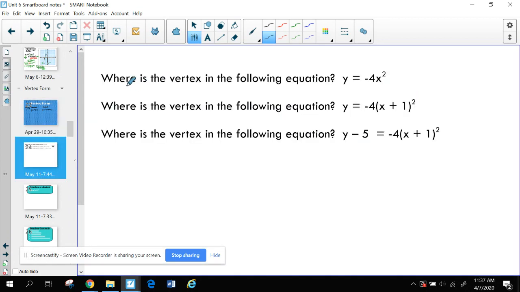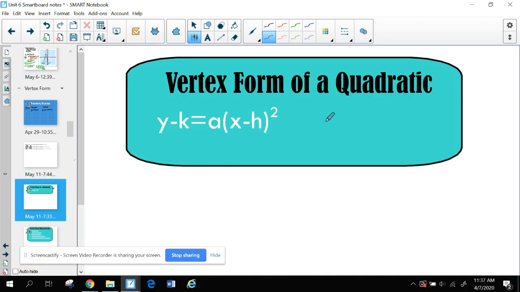We are going to skip over this first part here, so don't worry about those three questions. It kind of walks you into what the form looks like, but we're just going to have you write out the form right away. Okay, so our vertex form of a quadratic is y minus k equals a, and then in parentheses x minus h squared.